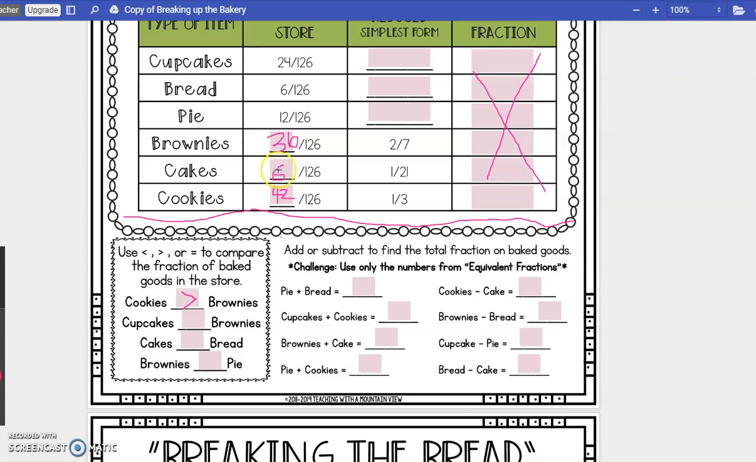Great. If you said brownies were greater than, you are correct because 36 is bigger than 24. So you would make your mouth facing the brownies. And then how would you read this? Cupcakes are less than brownies, or brownies are greater than cupcakes. You will do cakes and bread, brownies and pie for homework.